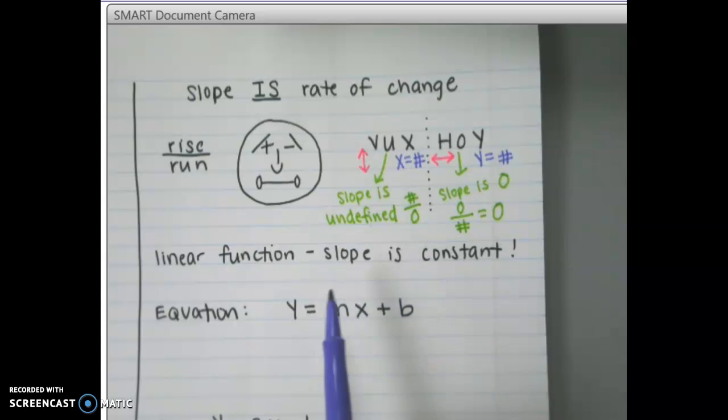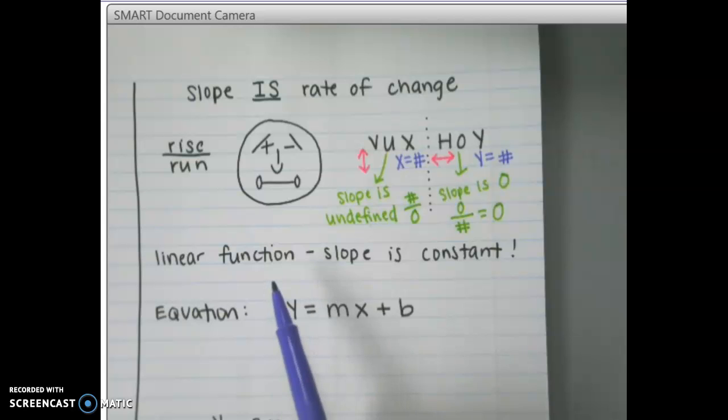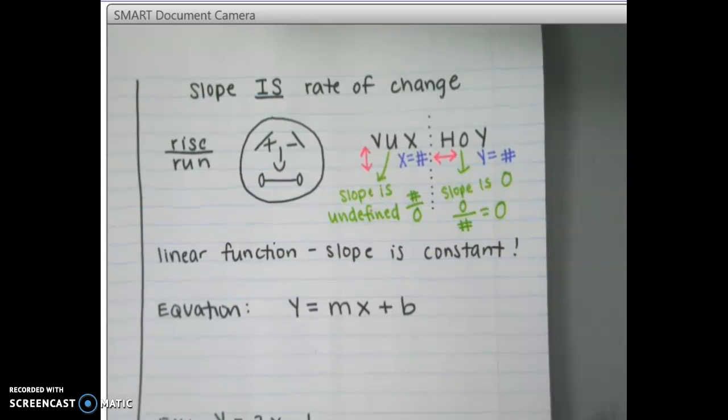So that was said in the previous video as well. What that tells us is if we know that we're looking at a line, we can pick any 2 points that we want and we can find the slope and get the same answer as someone who picked a different pair of points.